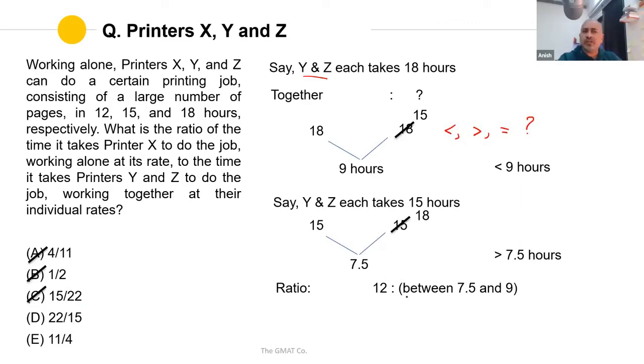Would this ratio be more than 2? No. 12 is to 6 would have been 2. This is 12 is to something bigger than 6. So definitely this ratio is less than 2. That also helps me eliminate the last option. And I get my answer.